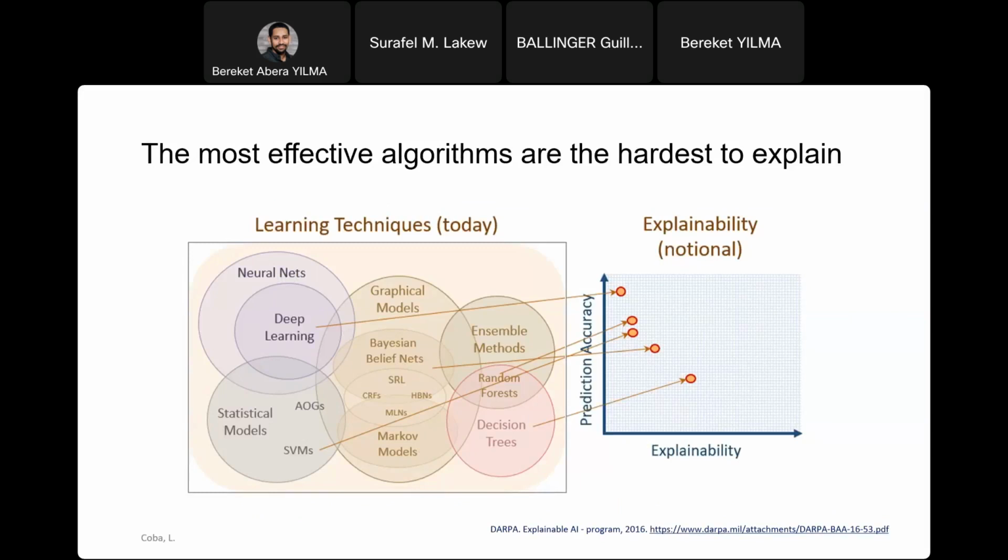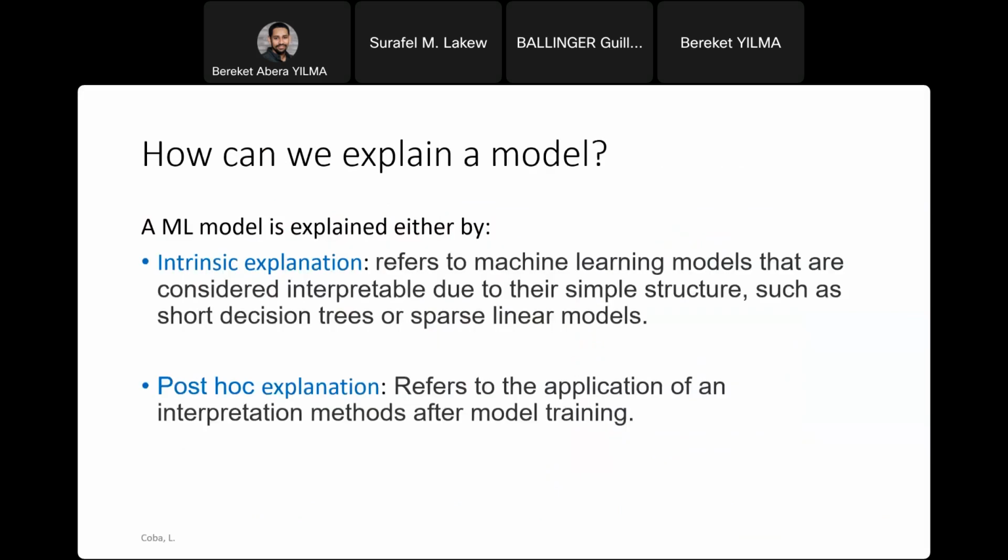Now, how do we make them more understandable? Let me start by showing you two of the approaches that we can use. Usually throughout the literature you see that we refer to them as intrinsic explanations, sometimes white box explanations, and post-hoc explanations. An intrinsic explanation is a model which is deemed understandable. It's easy. It belongs to a family such as decision trees or sparse linear models.